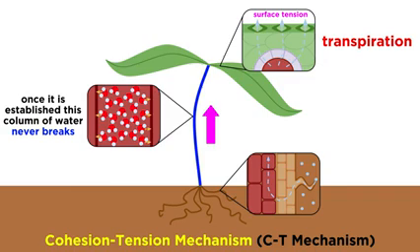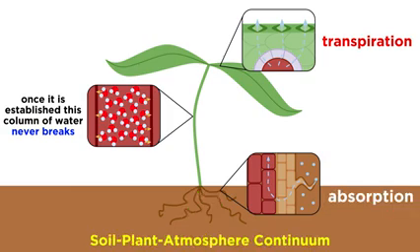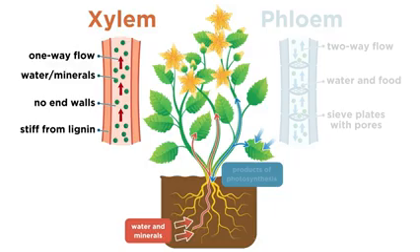those lost by evaporation. This force is transferred through the plant's water columns down to its roots, where it causes more water to be pulled in from the soil. This continuous water transportation pathway is known as the soil-plant atmosphere continuum. So that covers the xylem.